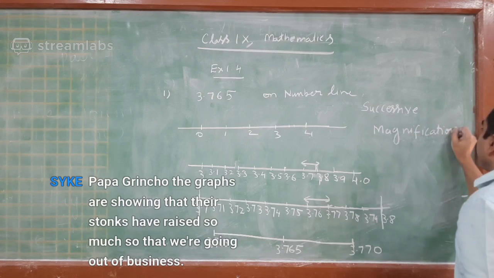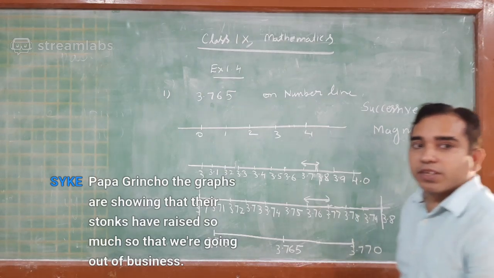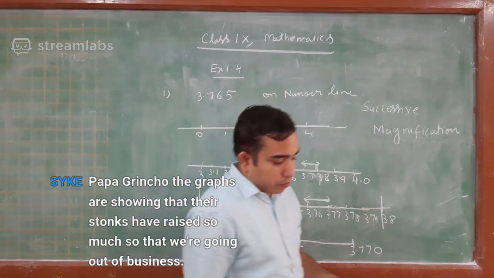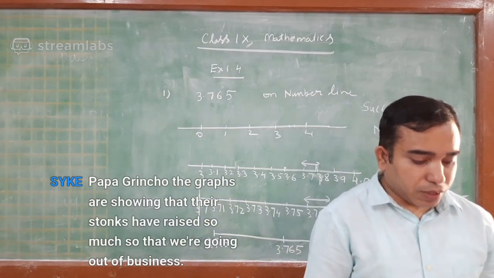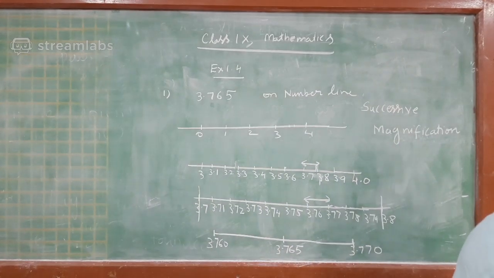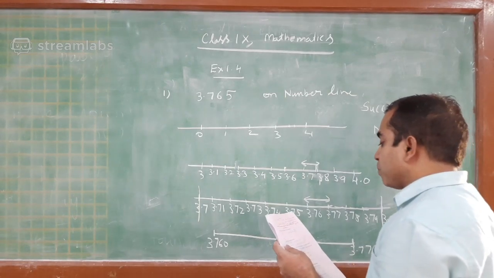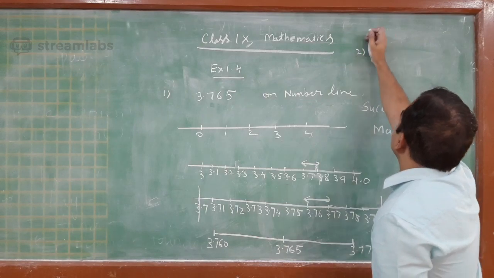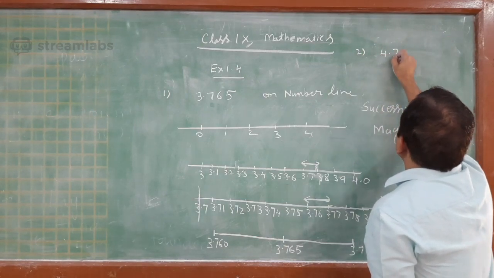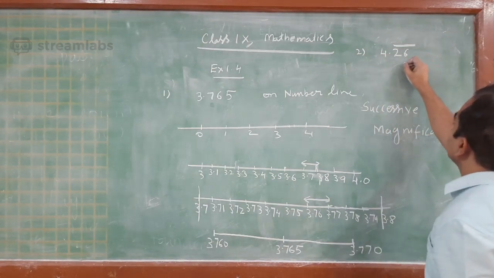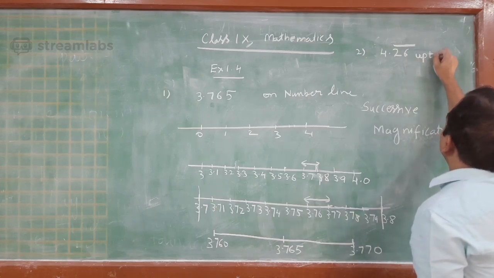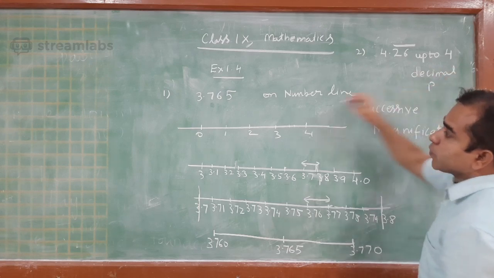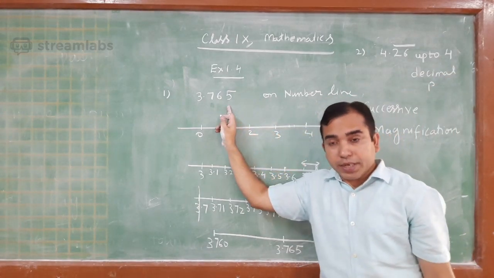Magnifying glass you must have seen. Successive means one after the other, so magnifying successively one after the other. The next question is to visualize 4.26 bar up to 4 decimal places. Now this question I am leaving for you. 4.26 bar we have to write, but up to 4 decimal places. The previous one was up to how many decimal places? Up to 3 decimal places.